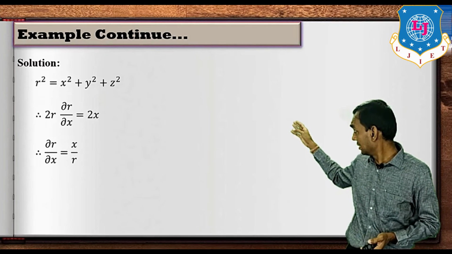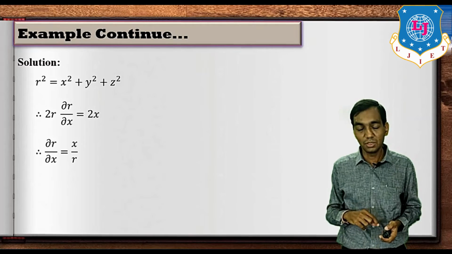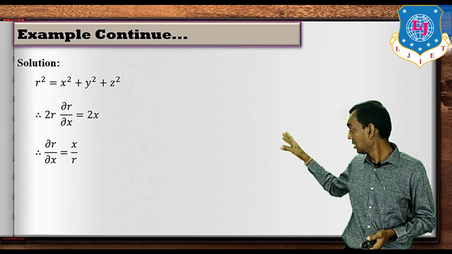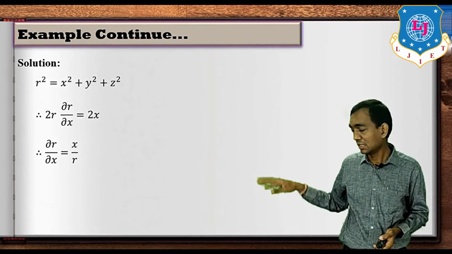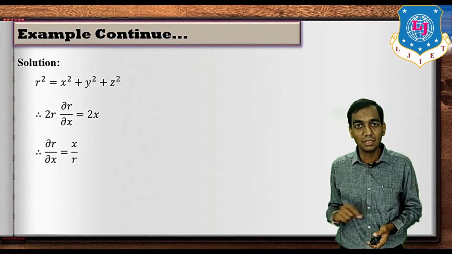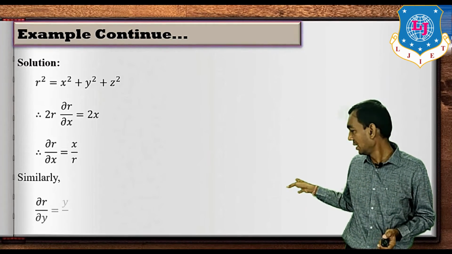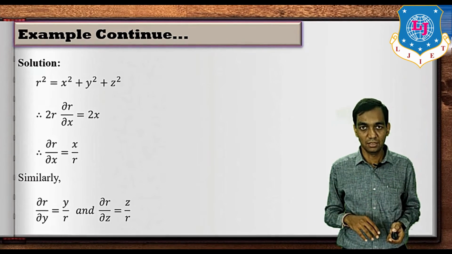For the solution, we are starting with r squared. r squared is x squared plus y squared plus z squared. So differentiating with respect to x on both sides, that will give you 2r del r by del x is equal to 2x. The 2 will cancel out, and that will give you del r upon del x as x upon r. In the same manner, del r by del y is y upon r, and del r by del z is z upon r.